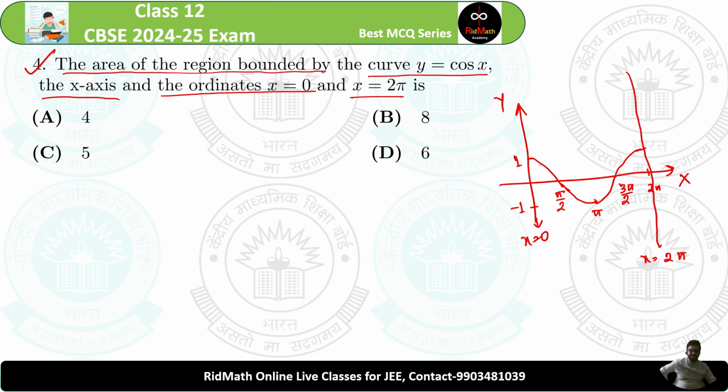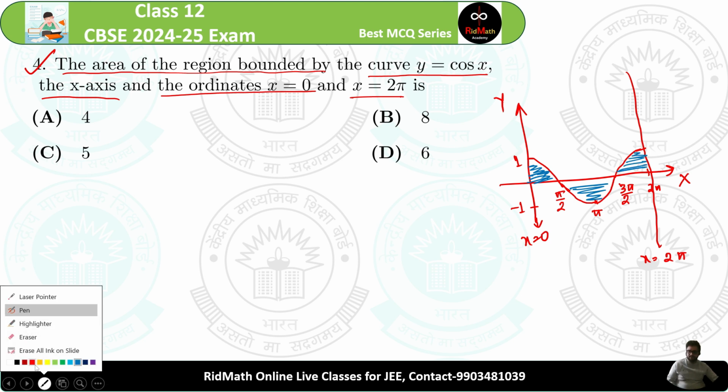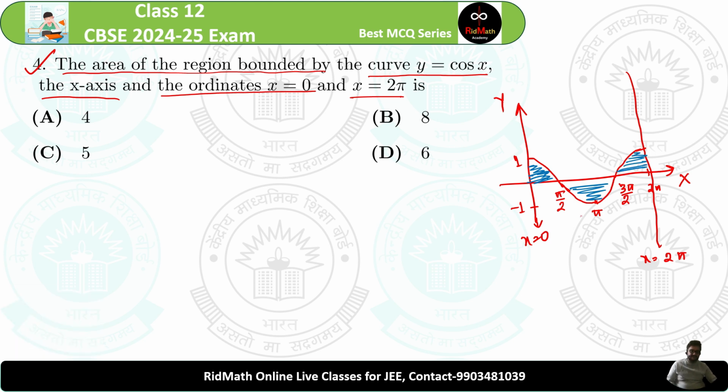So we have to find this area. Let us draw it with a different color. This is the area, this area, this area, and this area. See that this area is negative and this area is positive, this area is positive. So if you integrate 0 to 2 pi cos x dx, this will not give the answer, because this area is positive, this area negative, and this area positive, so they will cancel each other.